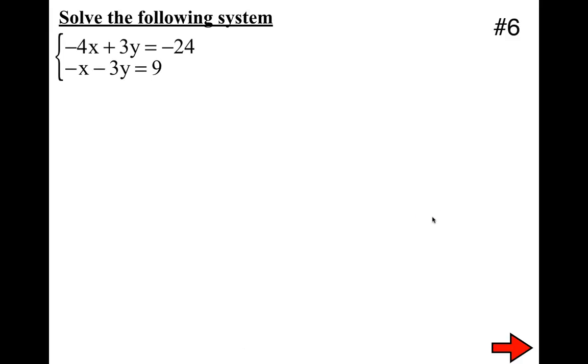Okay, so now we're on the very last one. Go ahead once more, pause the video, and try this example on your own and see how well you do.